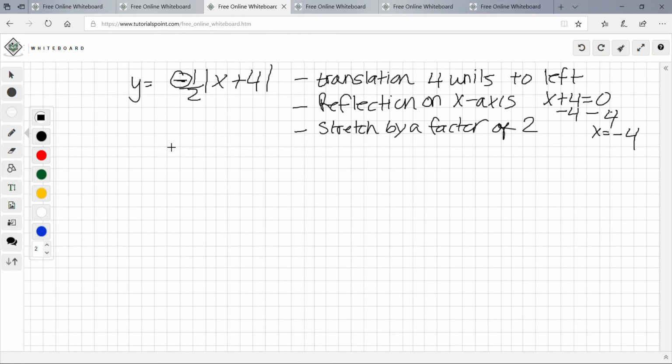Since this is more complicated, I'm not going to actually draw it all at once. I'm going to draw it little by little, because if I draw it all at once, I will make a mistake. So let me graph the absolute value at negative 4. 2, 3, 4. Okay, here's negative 4. And then the absolute value will look something like this. So this is y equals absolute value of x plus 4.